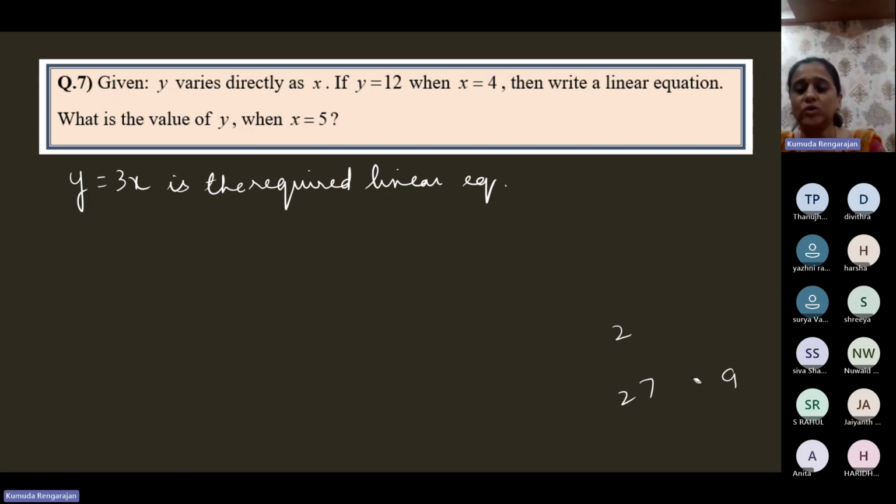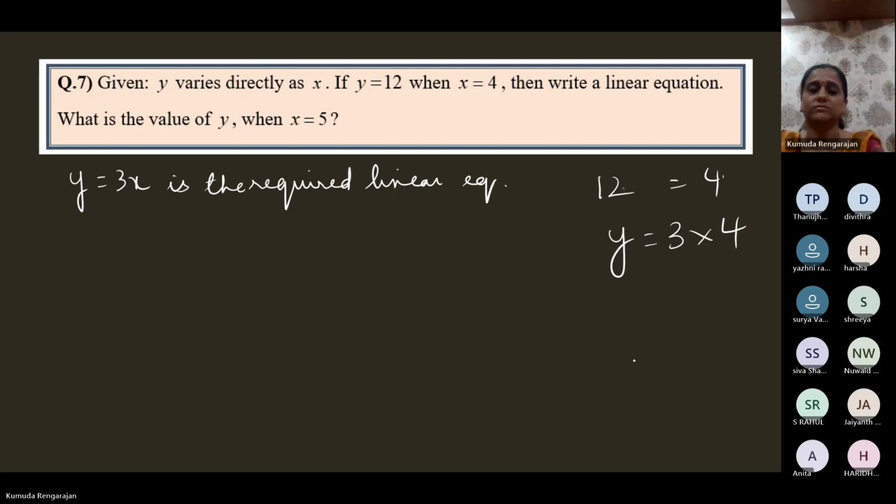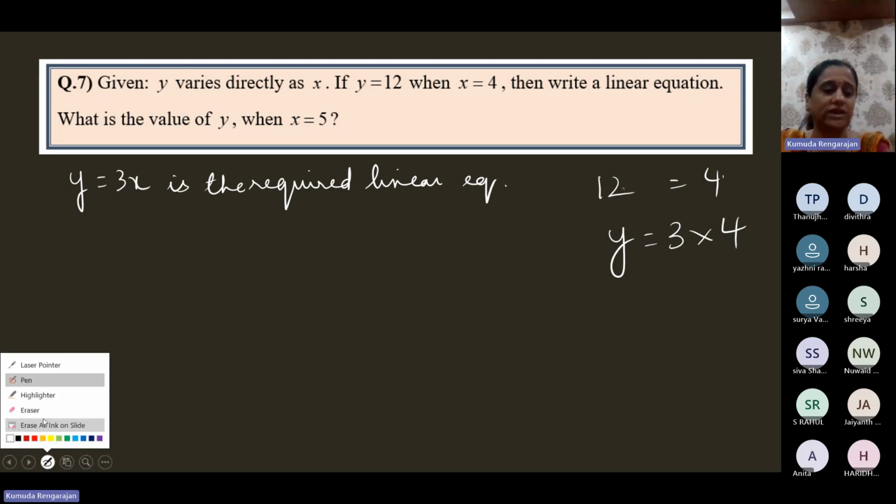So looking at the values, you should construct the equation. 12 and 4, what's the connection? 12 and 4, y is equal to 3x. So if y is 12, y is 3 times x value, 4. So y is equal to 3x.